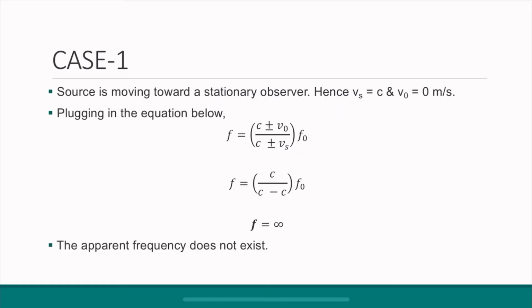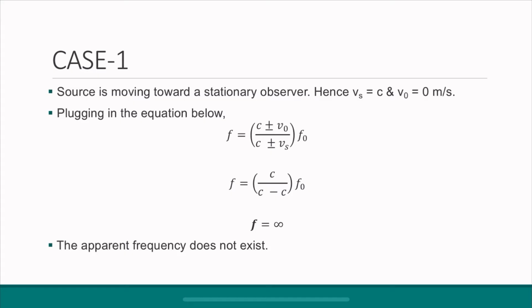The first case is the source, which is the airplane moving at the speed of sound, moving toward a stationary observer. So the velocity of the source is the velocity of sound, and the velocity of the observer is 0 because it's just a human standing on the road. If we put in those values, we get F equals infinity, because the equation becomes C over C minus C, and we know anything over 0 is infinity or not defined.